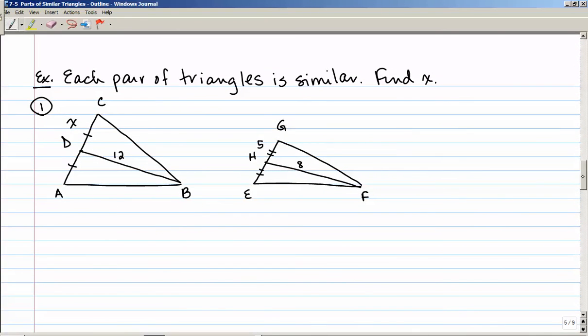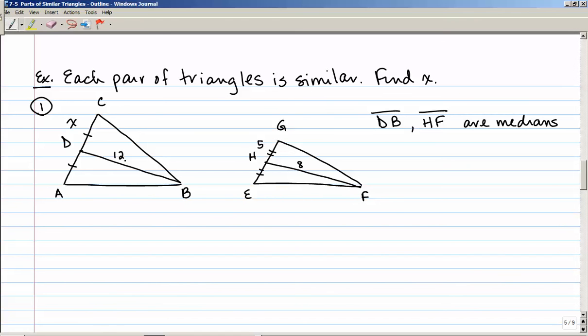So let's take a look at a bunch of examples here. Each pair of triangles is similar, and in each case we need to find x. So we have triangle ABC and triangle EFG. We know they're similar to each other, and here we have DB and here we have HF. Since they go from a vertex to the midpoint of the opposite side, they are medians. So the length of the median is proportional to a side, or a set part of a side.